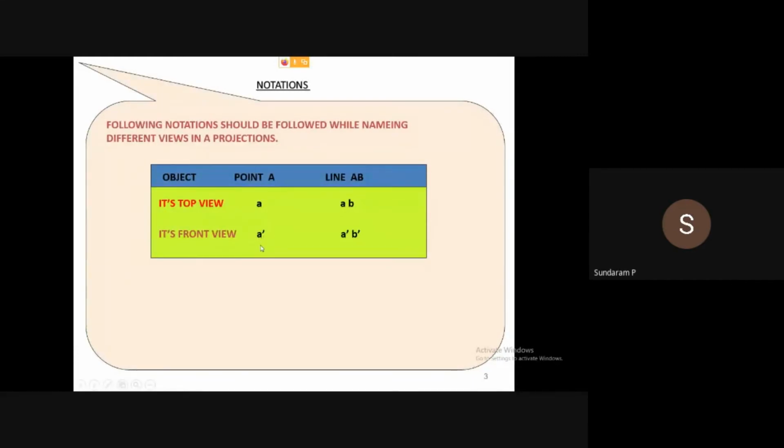And also, suppose a hidden side, an invisible side or hidden side, we are using brackets, either letters or numbers with brackets.